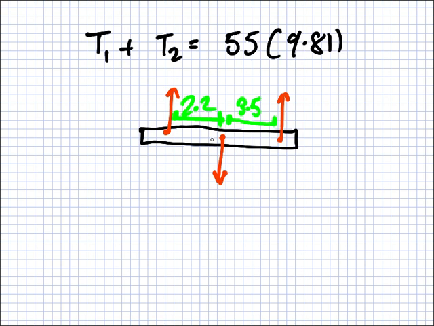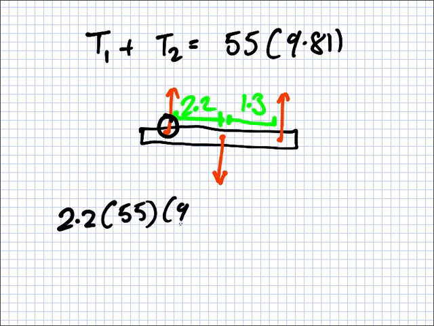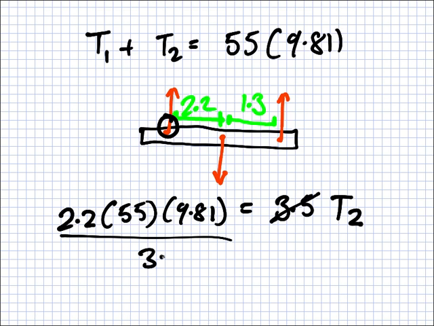The total. But is this piece 3.5? No, it's not. Sorry, 0.8 and 1.5, 1.3. Yeah, okay. So if I take this as my turning point, I can say 2.2 times 55 times 9.81 should equal 3.5 times T2. So now I have my T2.